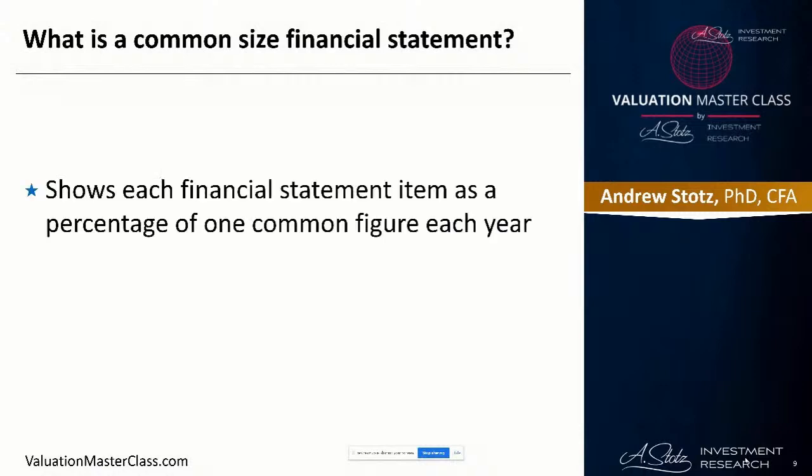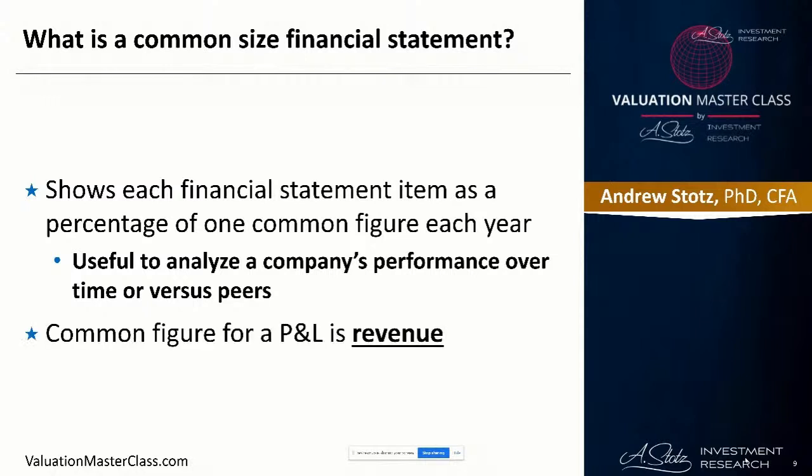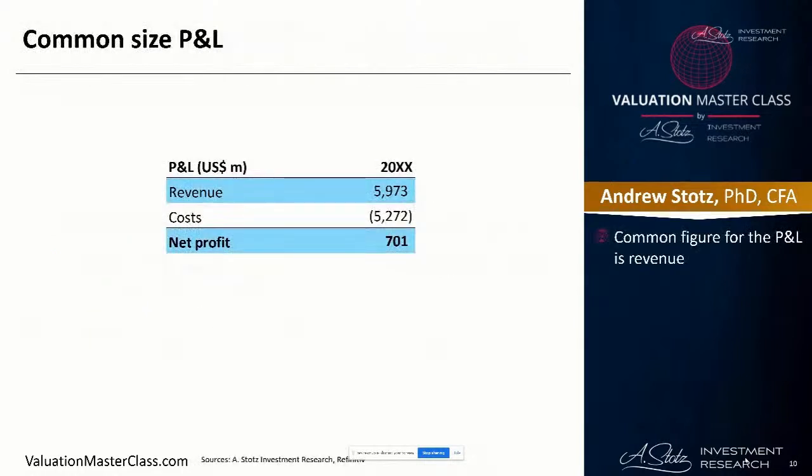So you remember what a common size financial statement is. It shows each financial statement item as a percentage of one figure, and it allows us to compare a company over time or against another company. And in the P&L, which we're going to be talking about today, it's revenue. So let's look at that for a moment. Let's assume that we have a company here that has revenue of 5,973 and all costs, from cost of goods sold down to the taxes, of 5,272. And that gives a net profit of 701.